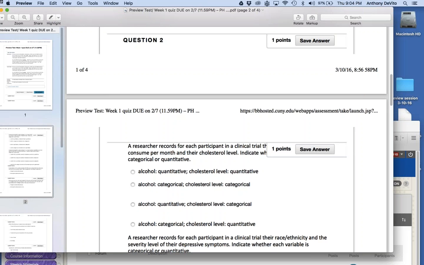Okay, and we wouldn't be thinking of the kind of numerical analysis we do with a numerical variable like mean or standard deviation and stuff like that for hair color. We think more about counting the frequency. How many people were brunettes? How many people were blondes? How many people had red hair?